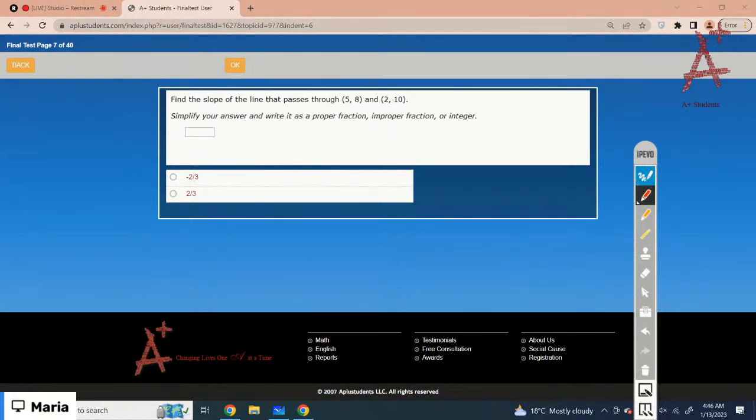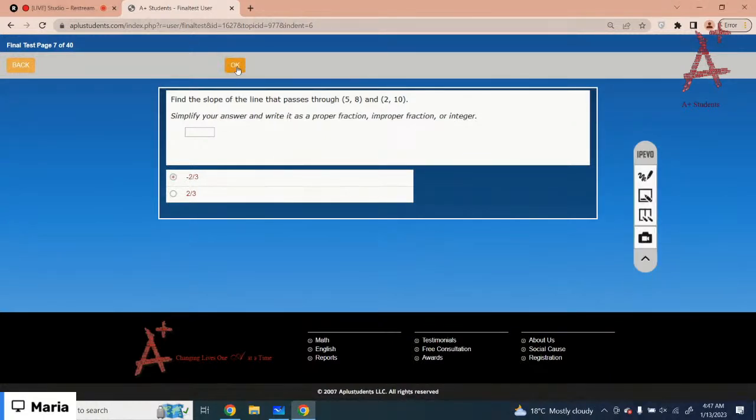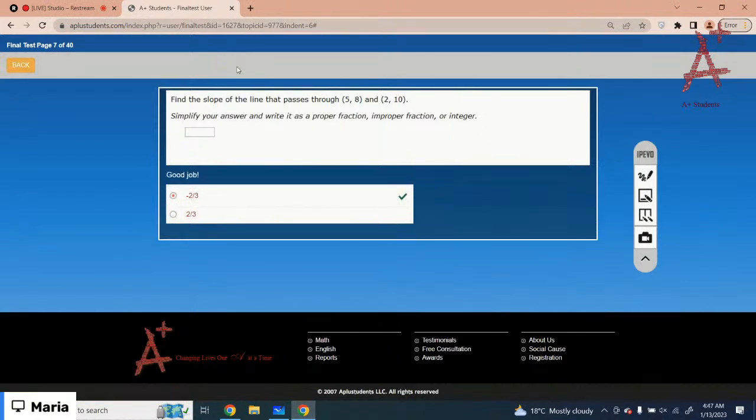Okay, find the slope of the line that passes through the points. You're given two points, so just find the slope. y2 minus y1 is 10 minus 8, and x2 minus x1 is 2 minus 5. So 10 minus 8 is 2 and 2 minus 5 is negative 3. It would be 2 over negative 3. Option number 1 is the correct option. Just select the correct option, then click on the OK button.